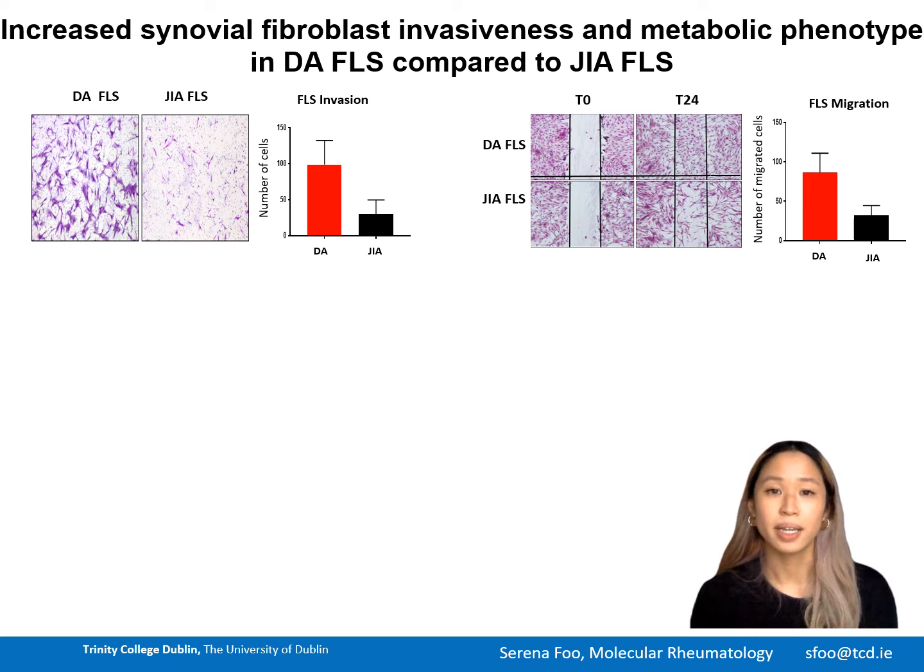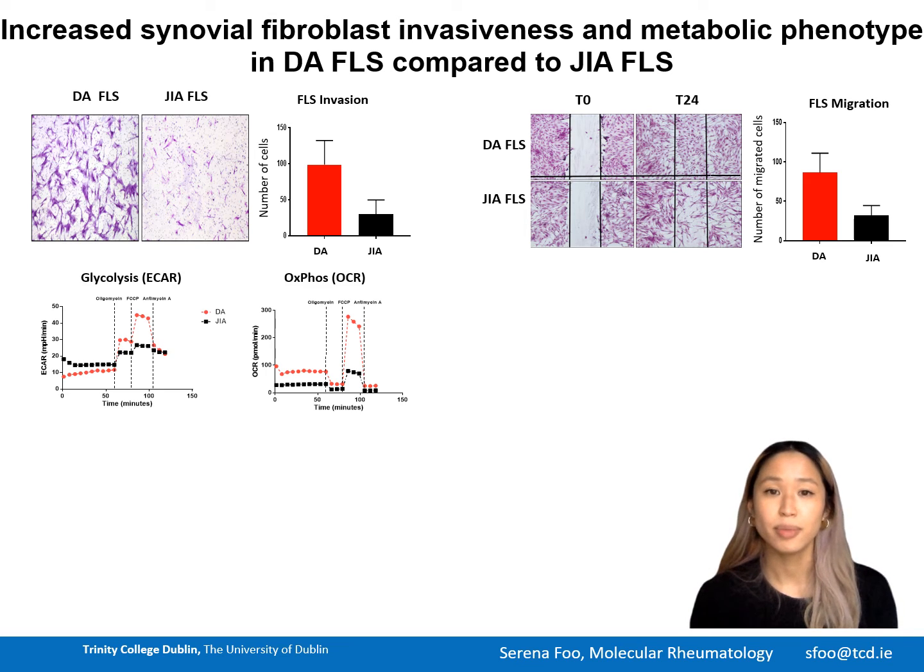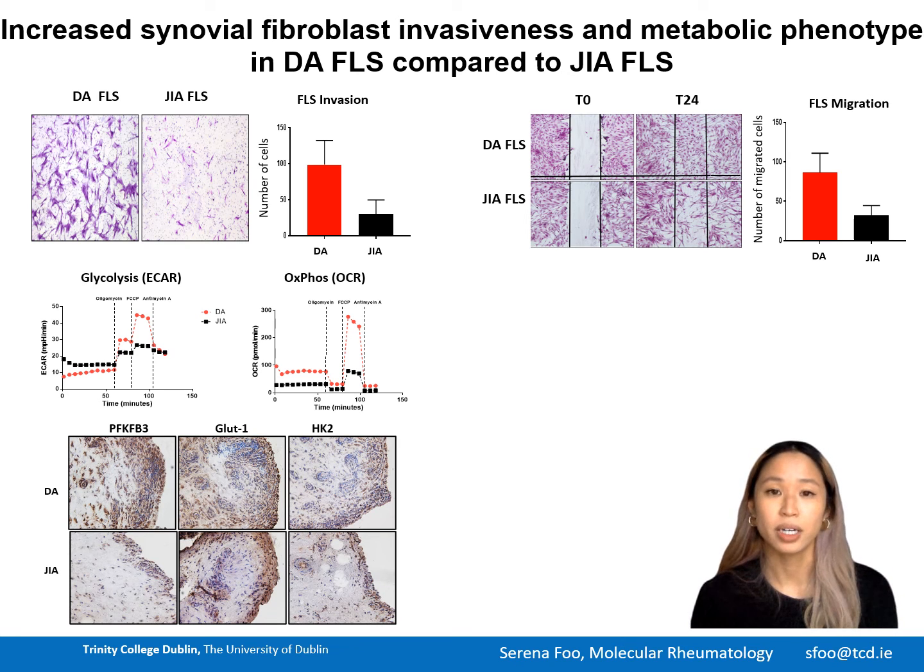Next, we wanted to look at the metabolic activity of these cells to see if they were linked with the higher invasive and migratory capacity. The representative metabolic profiles here show that DA fibroblasts have a higher glycolytic activity and oxygen consumption rate compared to JIA. We also looked at the expression levels of 3 metabolic markers, PFKFB3, GLUT1, and HK2, and we can see that the lining layer in DA scored higher for PFKFB3 and HK2 in comparison to JIA, while GLUT1, the glucose transporter, scored similar across the 2 groups. Together, this data shows that DA fibroblasts are more invasive and metabolically active compared to JIA.